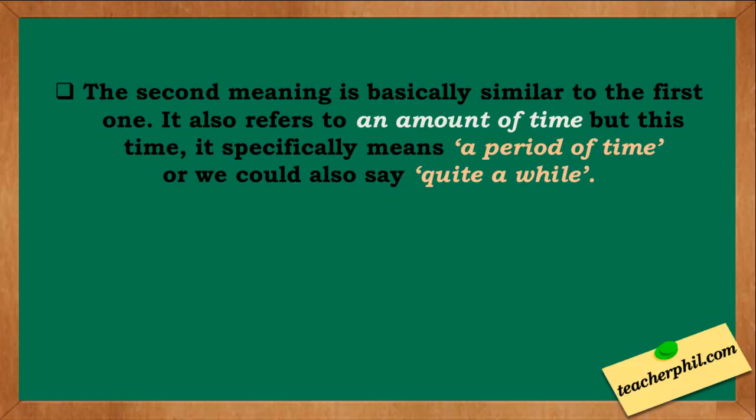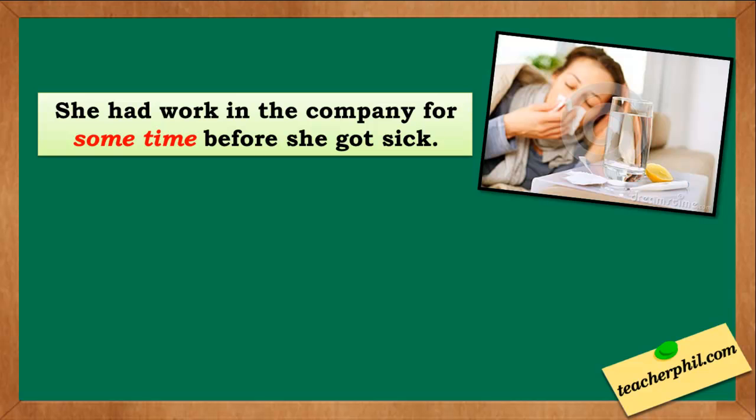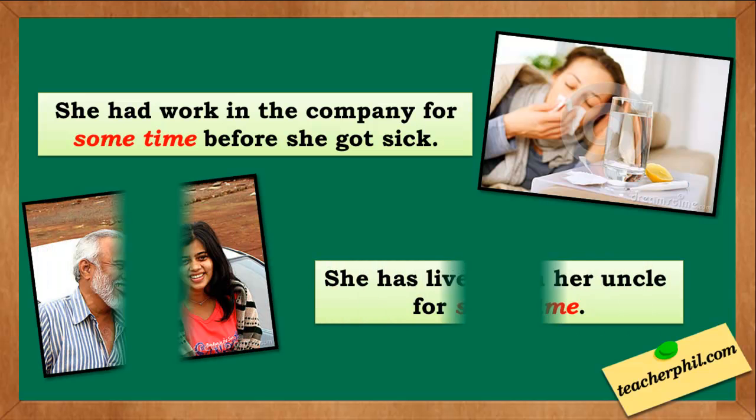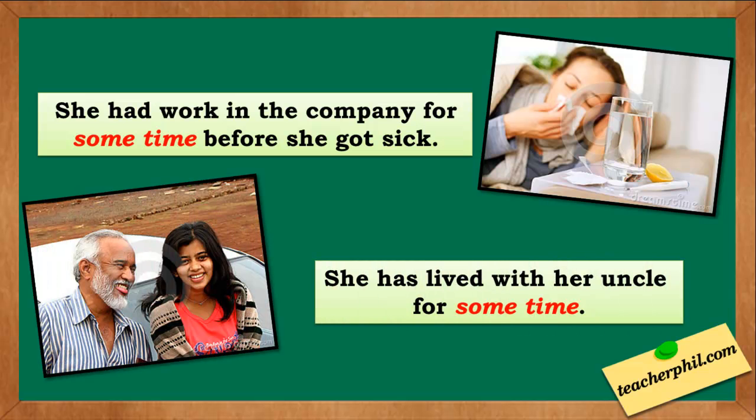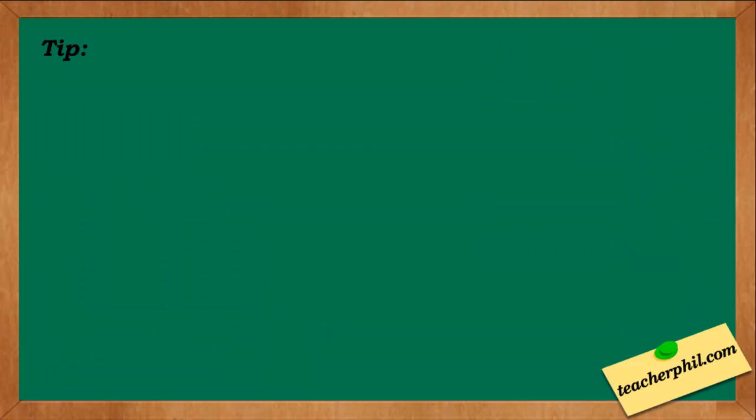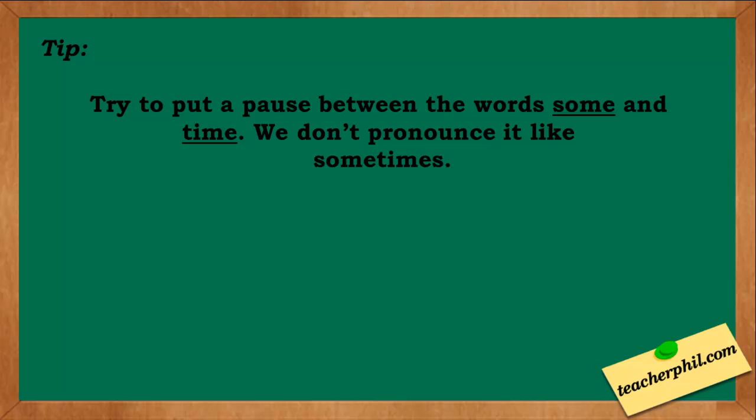The second meaning is basically similar to the first one. It also refers to an amount of time, but this time it specifically means a period of time, or we could also say quite a while. Examples: She had worked in the company for some time before she got sick. She has lived with her uncle for some time. Tip: try to put a pause between the words some and time. We don't pronounce it like sometimes. Some time, sometimes. See the difference?